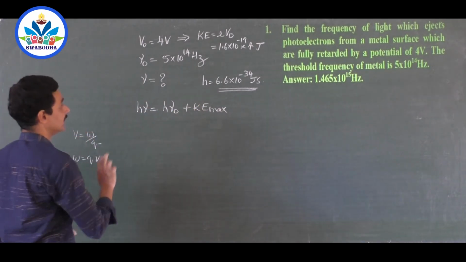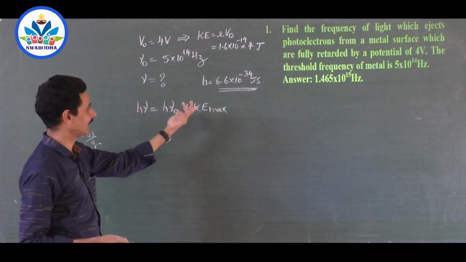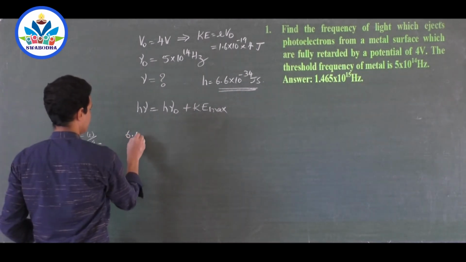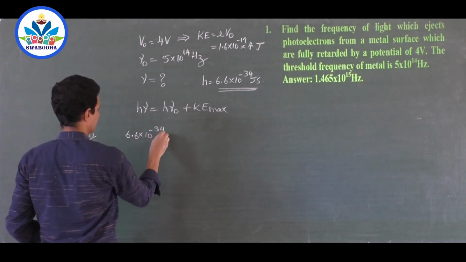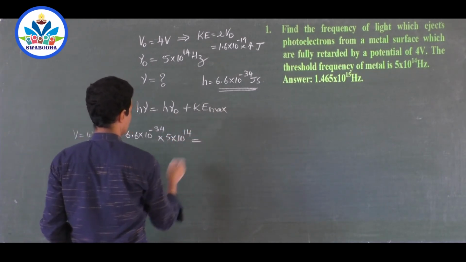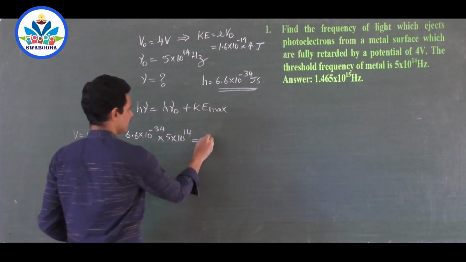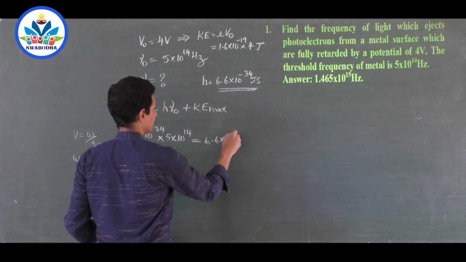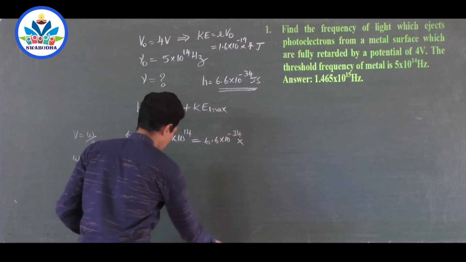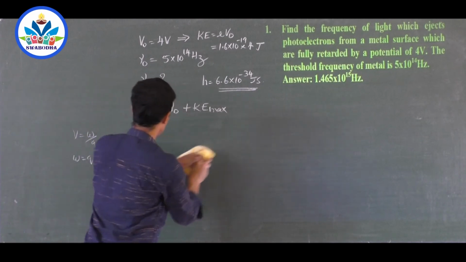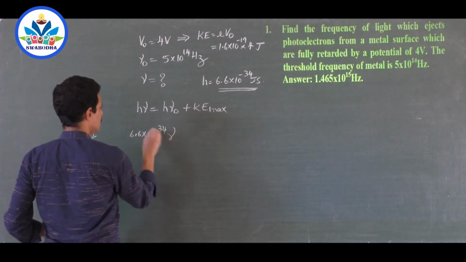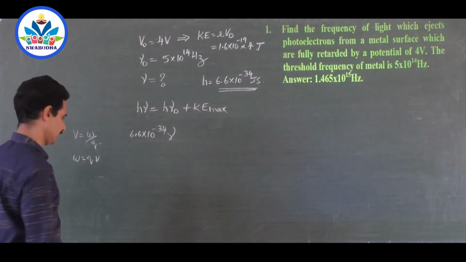Now, shall we substitute? They are asking nu. Nu naught is given. Kinetic energy maximum we have in our hand. So just substitution. h, 6.6 into 10 to the power minus 34. What is nu naught? 5 into 10 to the power 14 hertz. Again h, 6.6 into 10 to the power minus 34 joule second into nu naught. Nu you have to find out. Wrong substitution. 6.6 into 10 to the power minus 34 into nu. Frequency of incident radiation is to be found out.